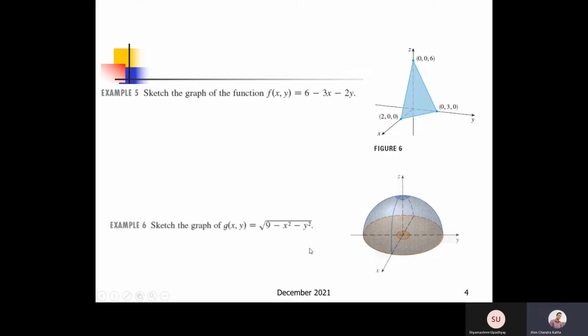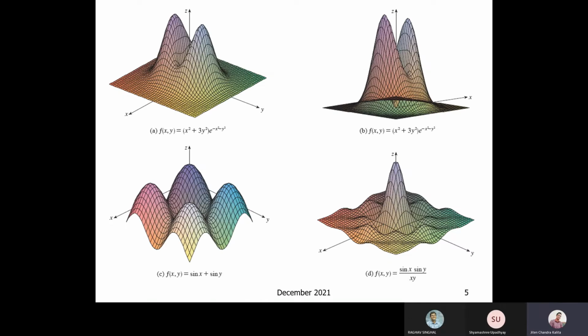That's it. And again, you have seen that a function of two variables can be visualized as surfaces. The graph of a function of two variables can be visualized as surfaces. So in my next slide, I'm going to show you some functions and their graphs as surfaces. So it is something like this. Okay.